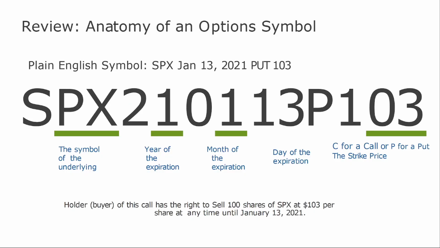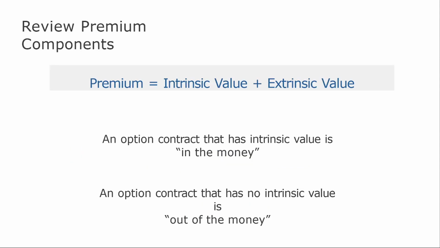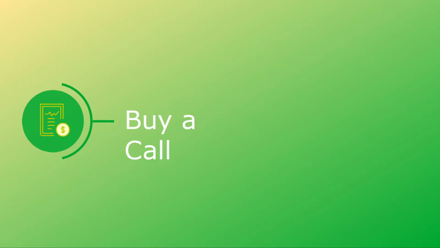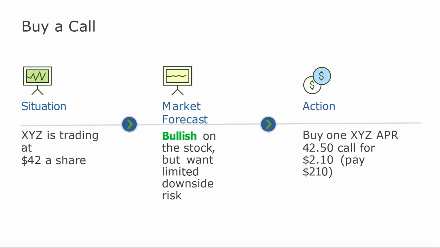So if you remember, we spoke about the anatomy of an option symbol, where we can see the symbol, the year, the month, the day, and the type of option together with the strike price. We saw as well the premium, which is the intrinsic value plus extrinsic value. But don't worry, I'm going to enter into this one later on in another chapter. And then we saw the type of strategy that we had. So in this case, a long call or a long put, and a short call and a short put. So let's get on with buy a call.